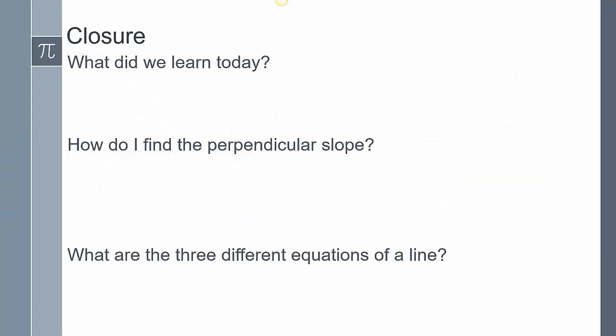To close today's lesson, what did we learn today? Well, we took a look at perpendicular and parallel concepts, and then from that concept we decided we could find a line that is both perpendicular and parallel to another line through another point. So I want to hear back from you guys. How do I find the perpendicular slope? And what are the three different equations of a line again? I need to be reminded.